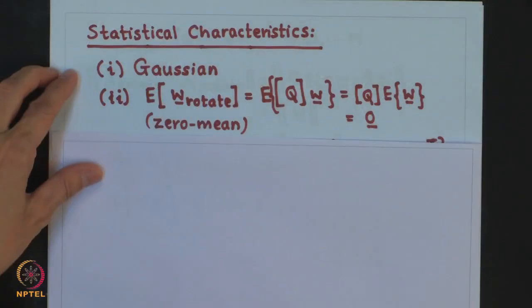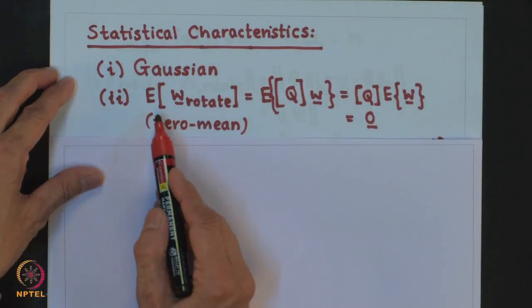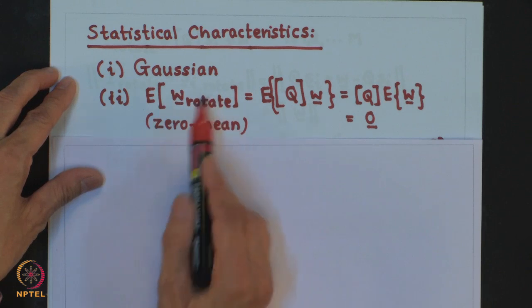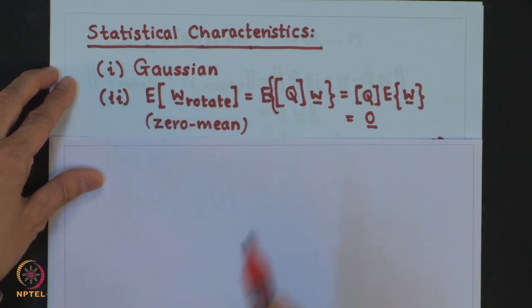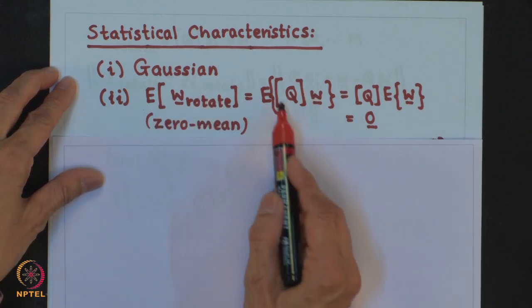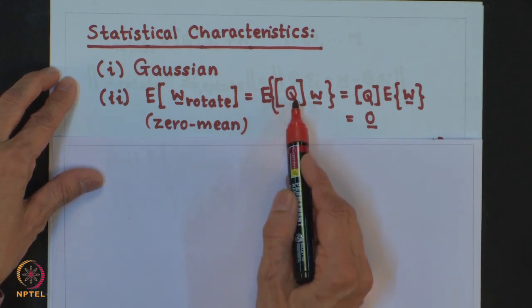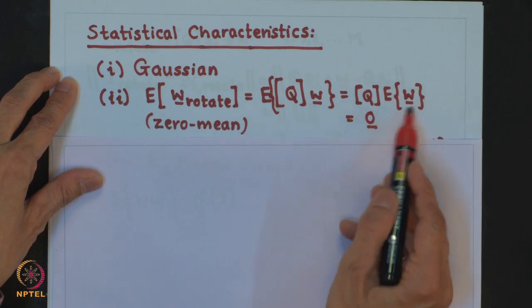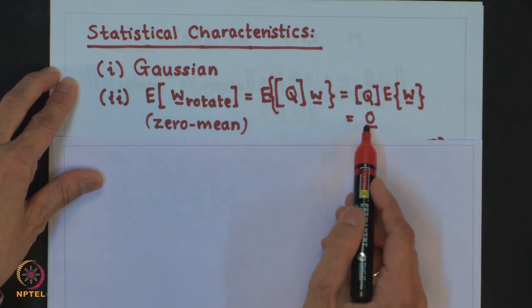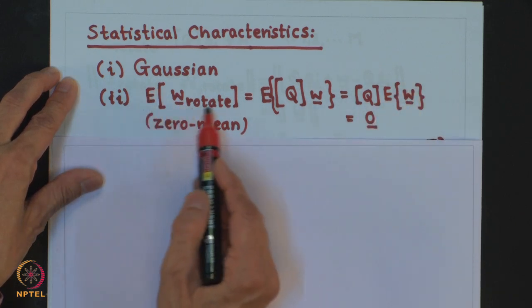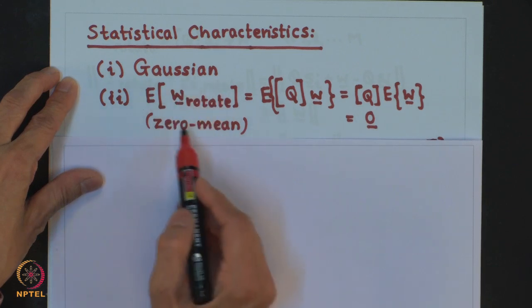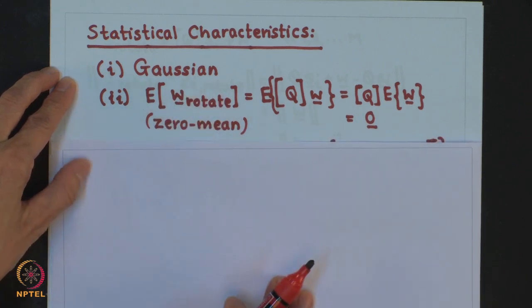Okay. Then let us look at the mean value of that. We can calculate the mean value as follows: expectation of this noise vector. I carry out the expectation of this, I interchange the expectation and the Q operation. This is given to be 0, so I get this equal to 0. So, this noise vector after rotation also remains zero mean.